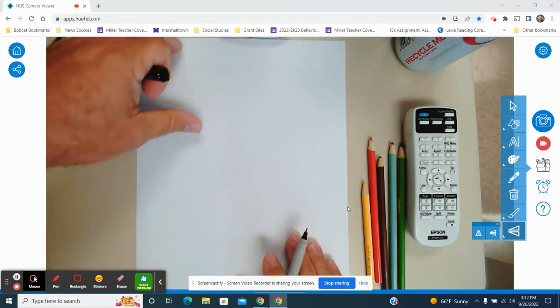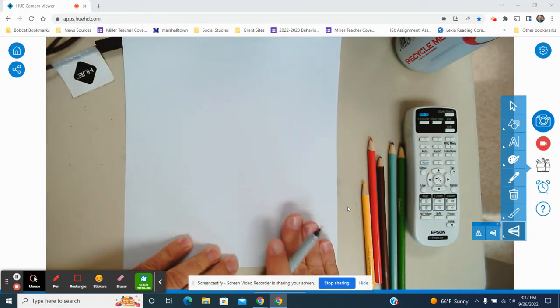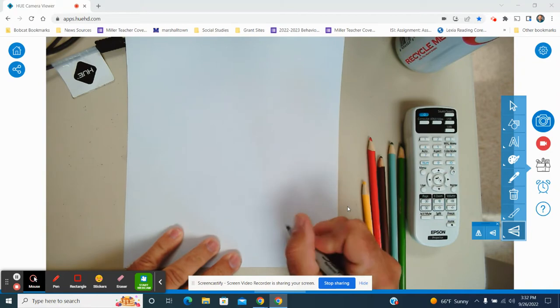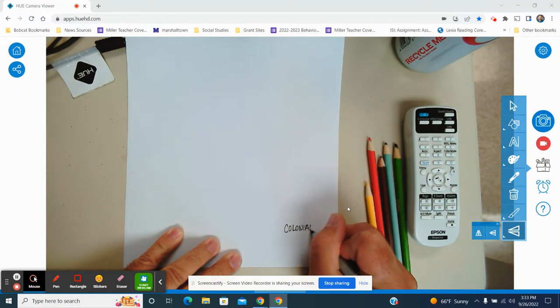We're going to go ahead and title our page, but instead at the top, we're going to come down here in the bottom and just give yourself a little corner here. I'm going to put it right here. Colonialism.